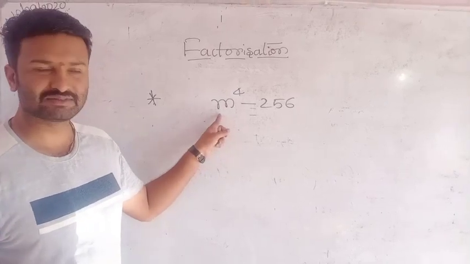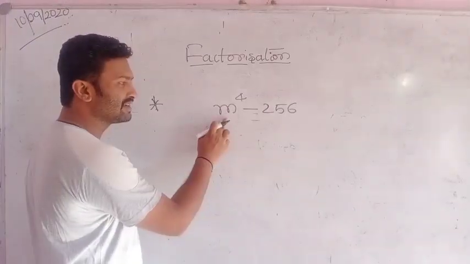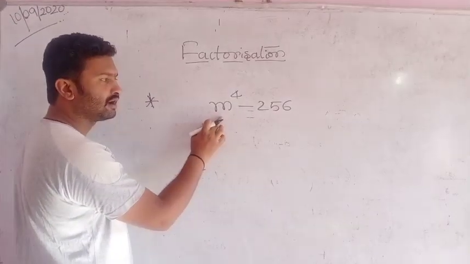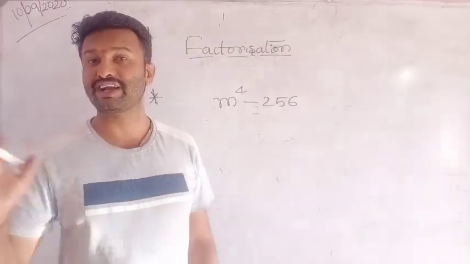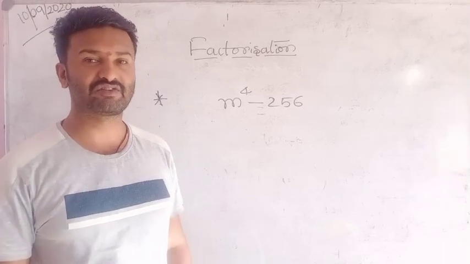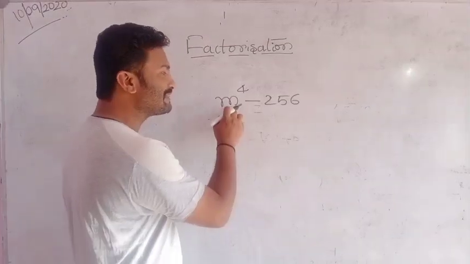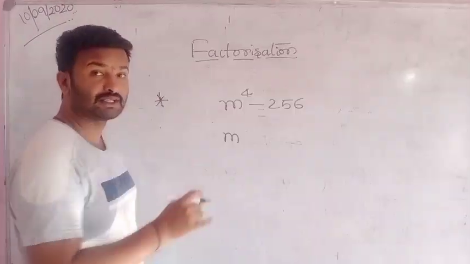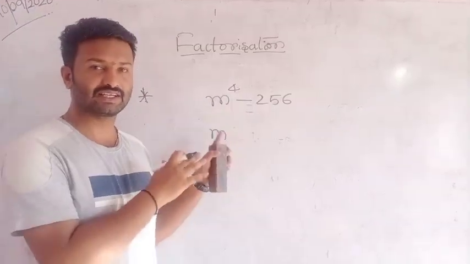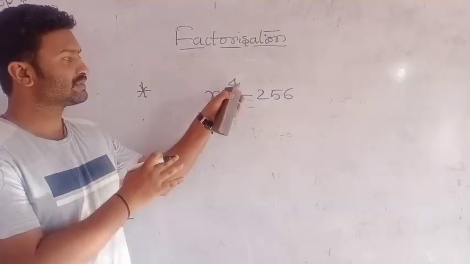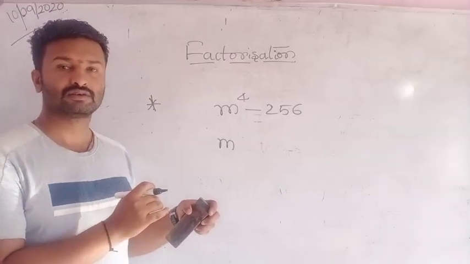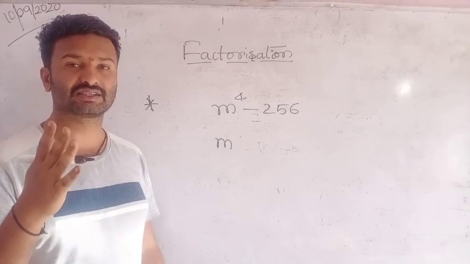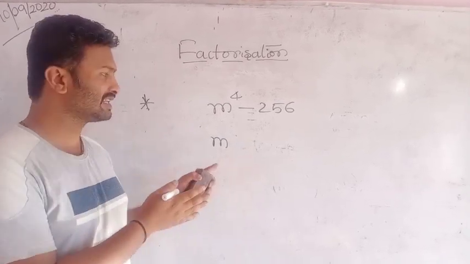Okay, one more problem, similar. m raised to 4 minus 256 is given. We have to find the factors of m raised to 4 minus 256, right? How to express this m raised to 4? I have to find the factors here. m raised to 4 means I have to get 4 solutions, right? Factors. But we will find the factors easily.